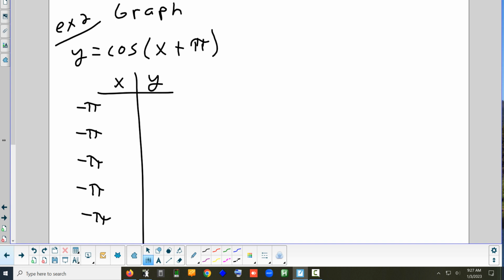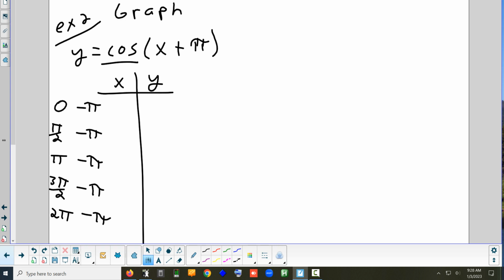What are we subtracting it from? The original x values for cosine. Can someone remind me, what are my original x values for cosine? Yep. Are they the same as sine? Yep. So 0, pi over 2, pi, 3 pi over 2, 2 pi. Okay, so there's my original x's.